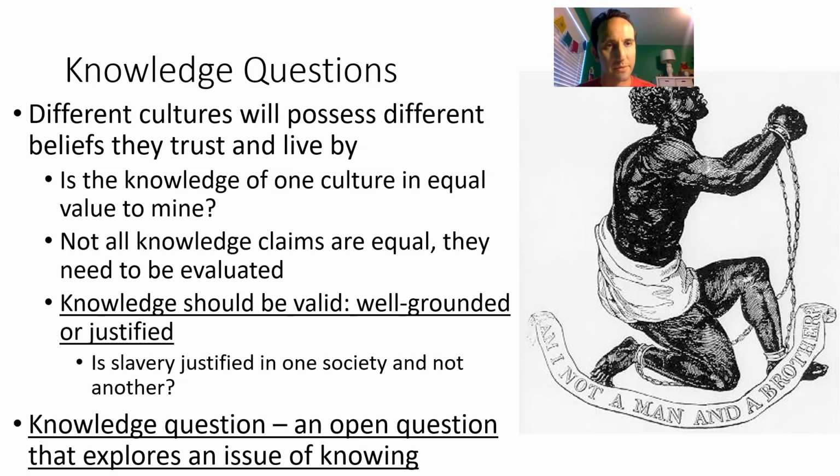Is that a good belief? Is it justified? Knowledge should be valid. It should be well-grounded. You need some evidence if you're going to believe in that thing. You need some proof. Is slavery justified in one society and not another? No. These knowledge claims are not equal. And so the big idea here is a knowledge question. This is an open question that explores an issue of knowing.